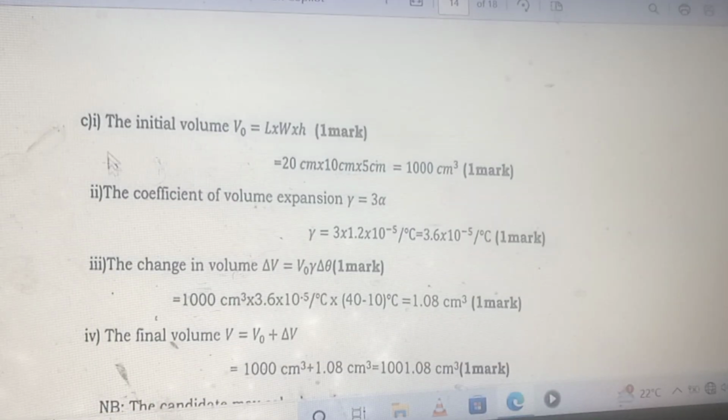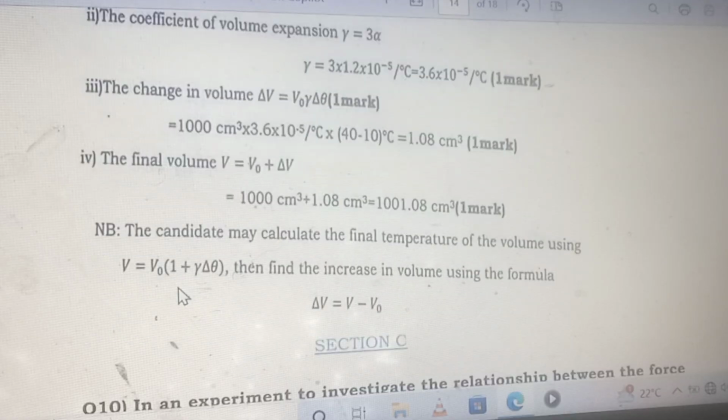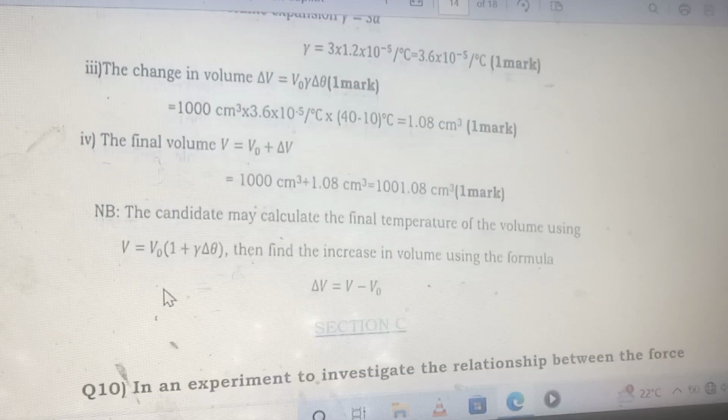This is the correction of number C. Initial volume, use length times width times height. The coefficient of volume expansion, use this formula. The change in volume, you use this formula and you get the final volume, you use this formula, and this is NB. The candidate may also use this formula for final temperature.